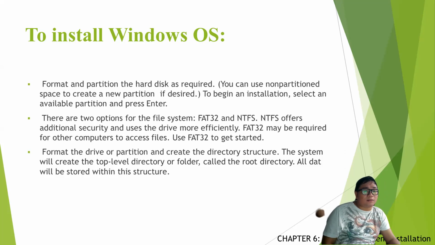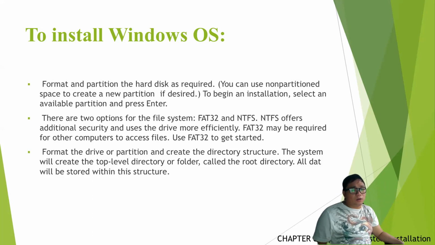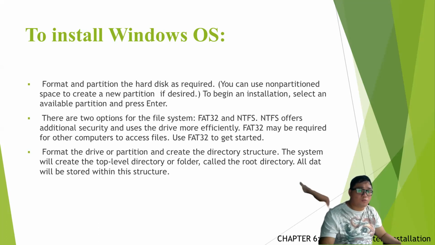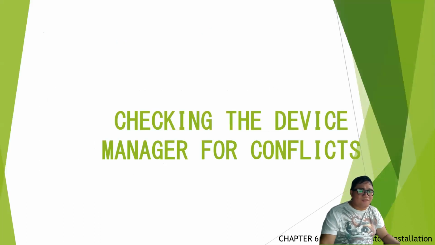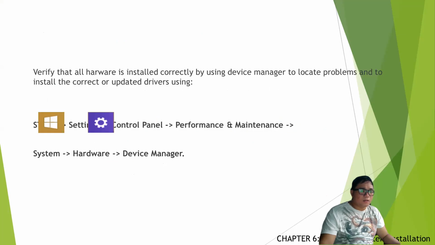So the system will create a top-level directory of folder called the root directory. All data will be stored within the structure. Kaya sa program C files, nandun ang operating system, it can be seen in the local C, then we have the program files. And some of them, not only in the program files, you can see there the Windows and content for the System32. System32 would be the file directory system. That is for the operating system. So if you will be checking the device manager for conflicts, nandyan siya.